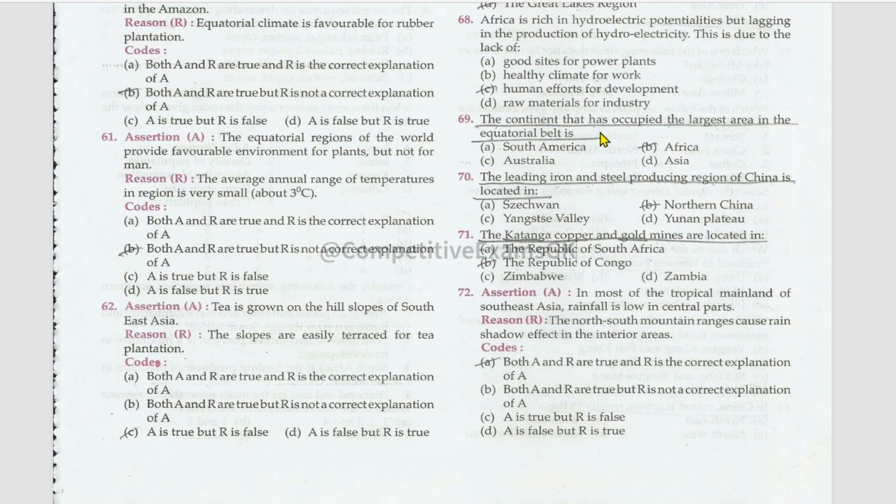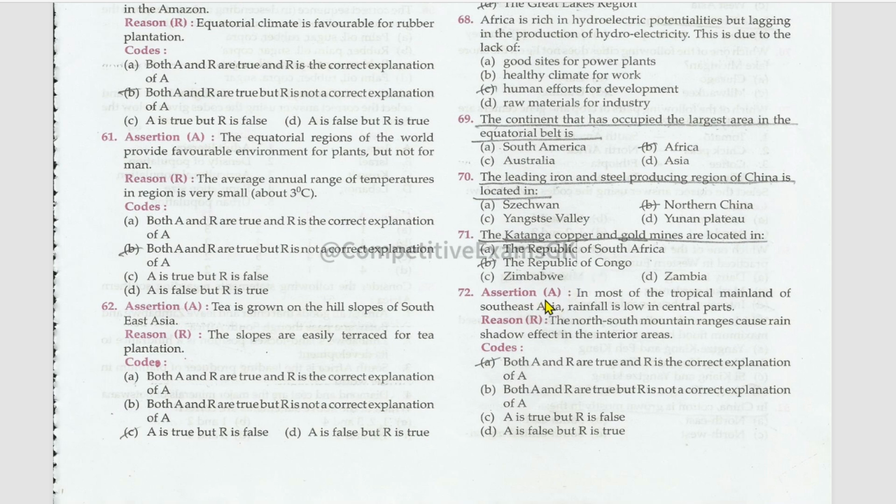The continent that has occupied the largest area in the equatorial belt is Africa. The leading iron and steel producing region of China is located in northern China. The Katanga copper and gold mines are located in the Republic of Congo.